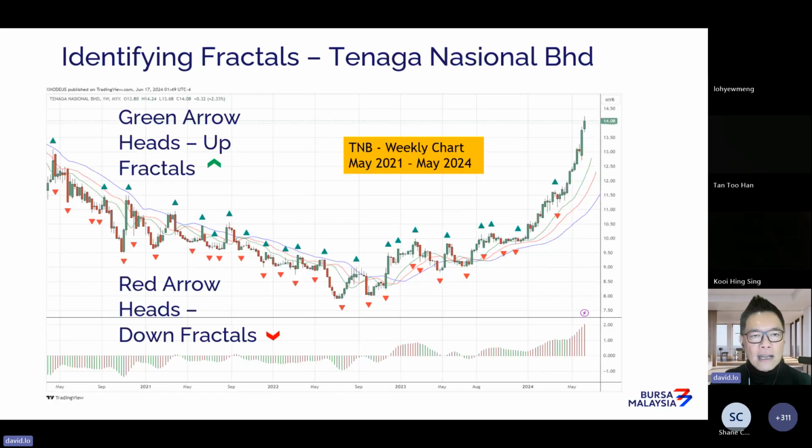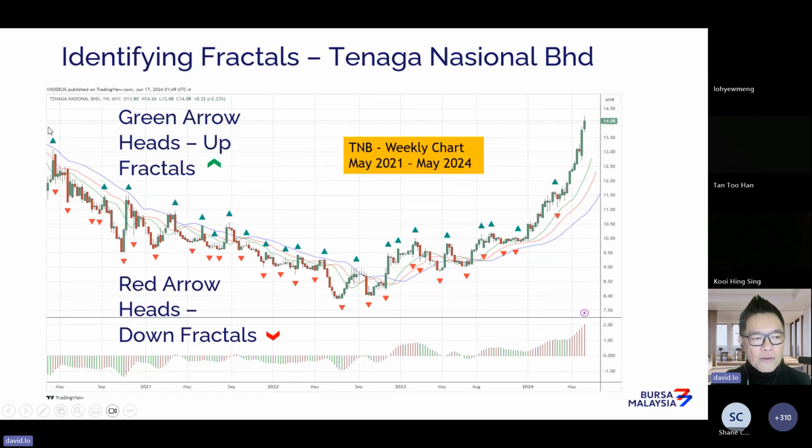So, identifying fractals. This is a Tenaga National weekly chart, from May of 2021 to May of 2024. I'm using TradingView. I'm not promoting TradingView, but it's a great tool, and a lot of my traders use this particular software as well. A lot of your brokers will have software with this particular indicator as well. So the green ones are the up fractals, the red ones are the down fractals.